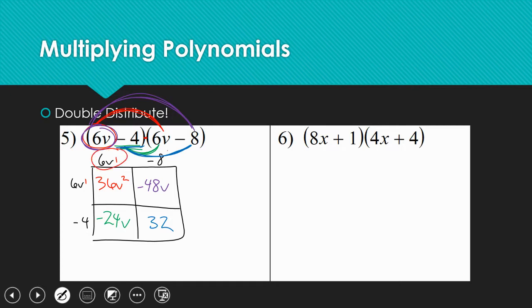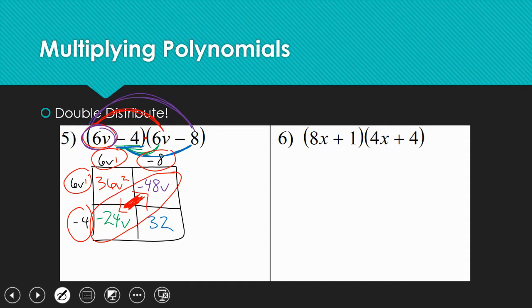There's the 6v minus 8. Here's the 6v minus 4. And then we just multiply like we did on the warm-up problem. The thing is, when you make this box, the like terms line up on the diagonal. So you're always going to need to check and combine the like terms.